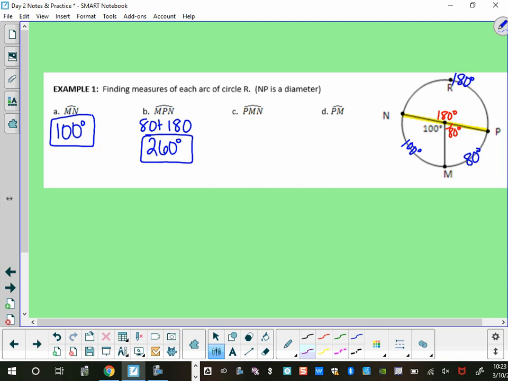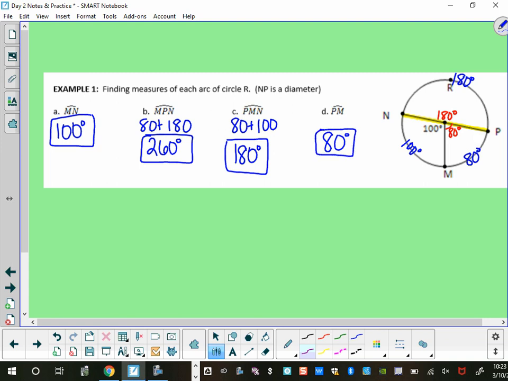All right, what about R, P, M, N? 180 because it is 80 degrees plus 100 degrees. So this is basically the semicircle. Measure PMN. What about the measure of PM? 80 degrees.